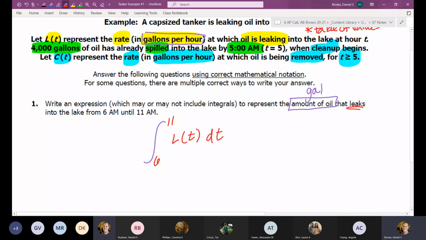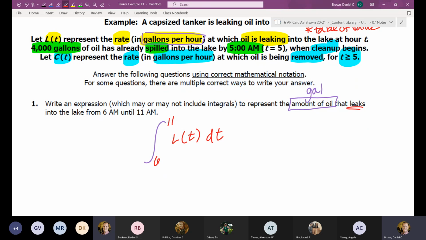And then you want to ask yourself, do I need to worry about the initial condition? So this question does say how much oil has leaked into the lake from 6 a.m. to 11 a.m. So in this problem, are we going to be concerned about that initial condition in its setup? No. So again, this one does not have the initial condition because we just want to know how much is leaked starting at 6 and then ending at 11.